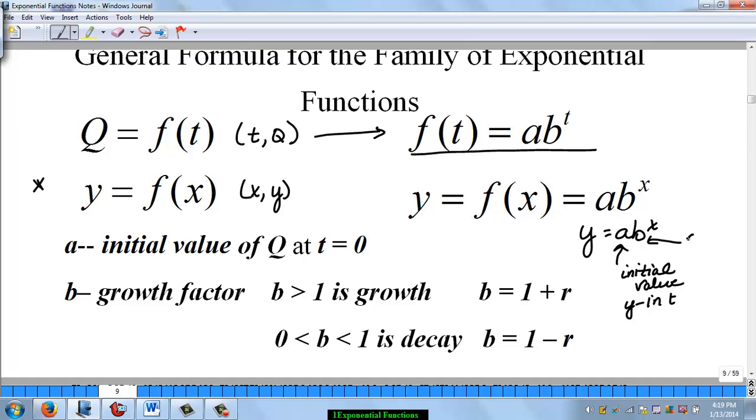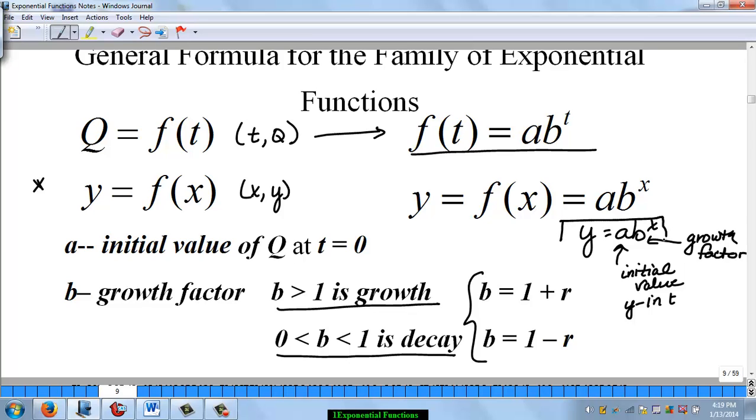And B is your growth factor. Now remember, your growth factor can be 1 plus the rate or 1 minus the rate. If it's over 1, it's growth. If it's between 0 and 1, it's decay, like I showed you earlier. So we're going to be using y equals AB to the x over and over and over again, because that is the formula. And notice you have a multiplication going on because we're talking percent per year.